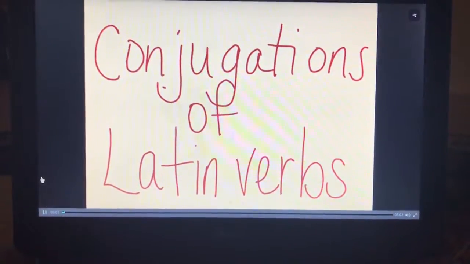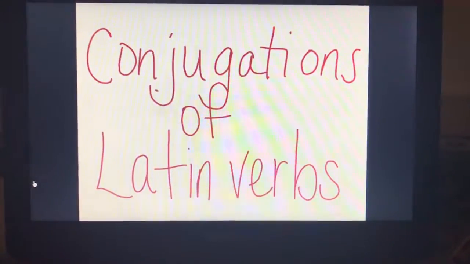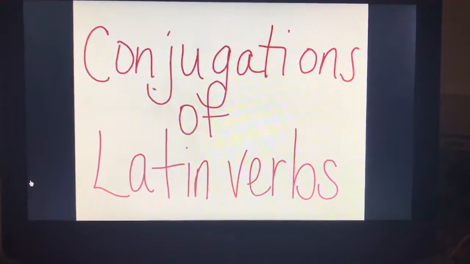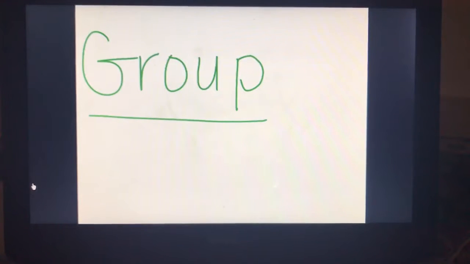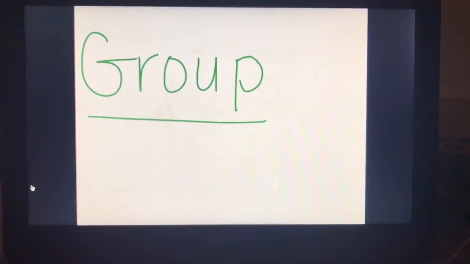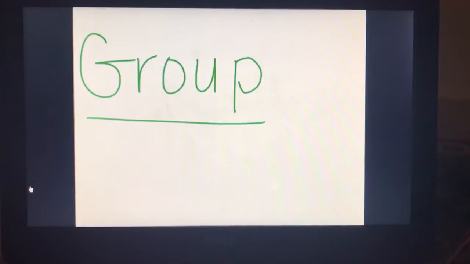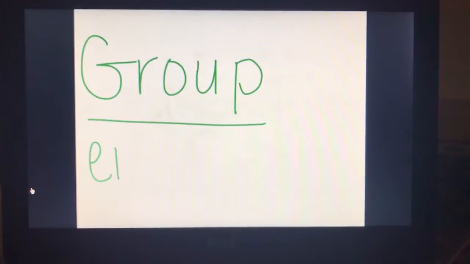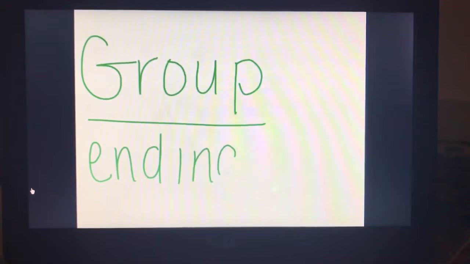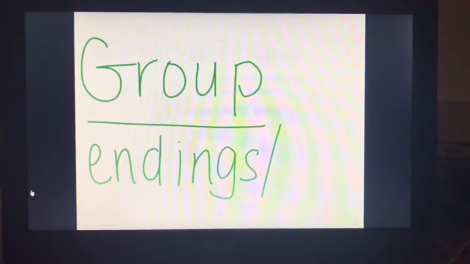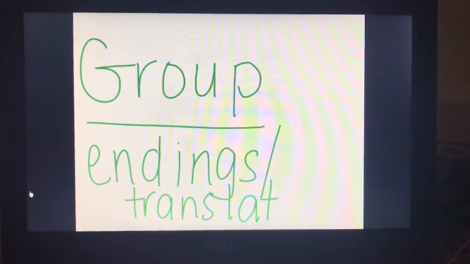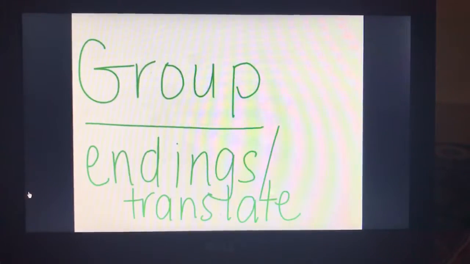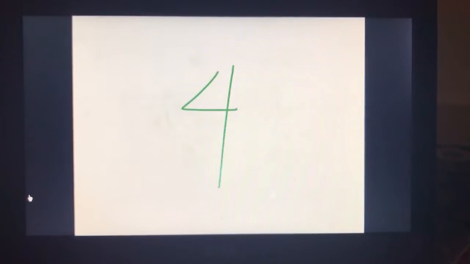Today we are going to learn how to identify verbs that are in different conjugations in Latin. A conjugation is simply a group of verbs. It's how we group verbs together so that we know how to put endings on the verbs and how to translate them. I am going to show you 4 different types of conjugations in Latin.